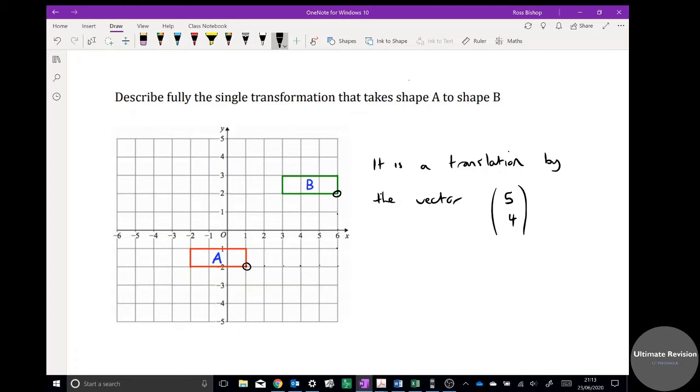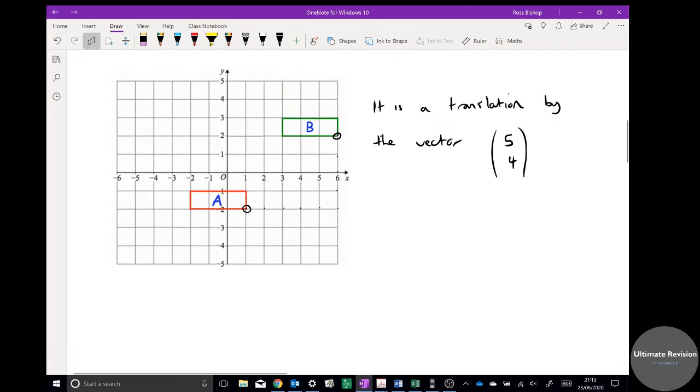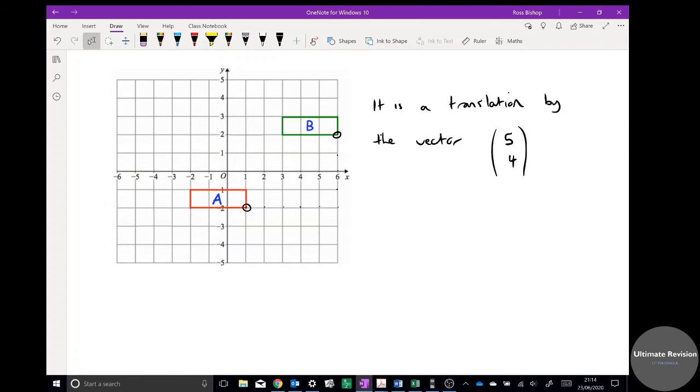So we don't say 5 squares right and 4 squares up. We write it as a vector like that instead. It's much more mathematical and quicker to write it in that way. Okay, at this stage you might want to stop the video, get the notes down and start on the translation sheet. I think you'll find that translation sheet quite easy. Translations tend to be the easiest out of the 4 transformations.